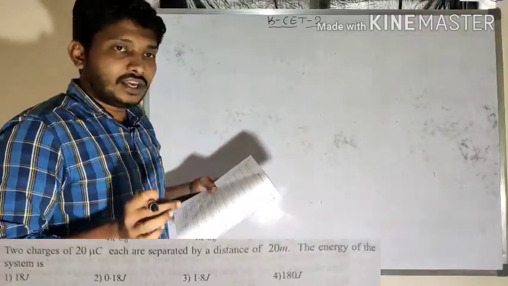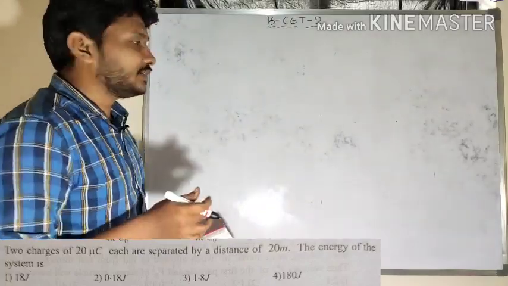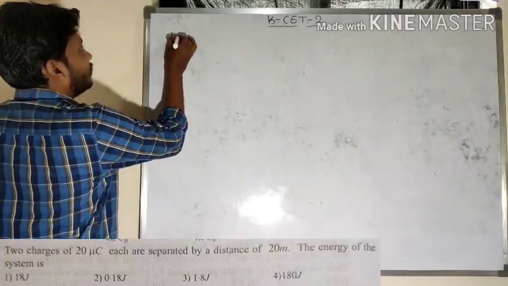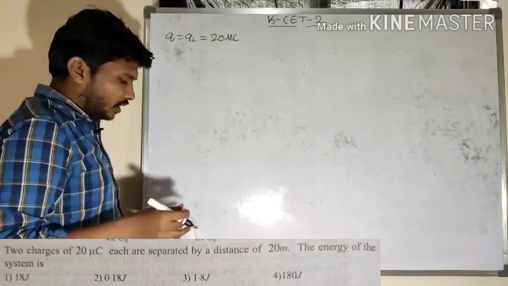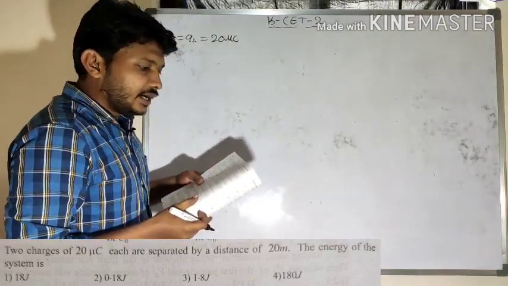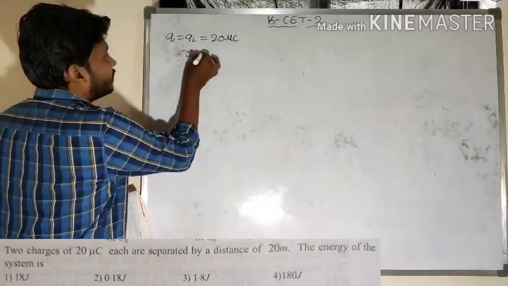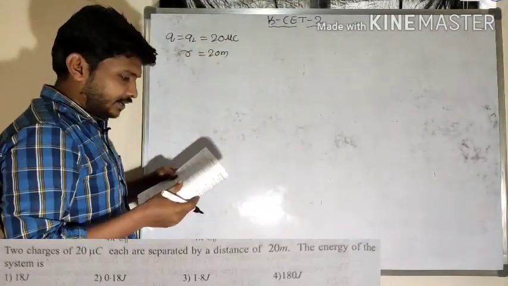Two charges, 20 microcoulomb each. So two charges are there, Q1 is equal to Q2. Its magnitude is 20 microcoulomb each, separated by a distance of 20 meter here. So R value is 20 meter.